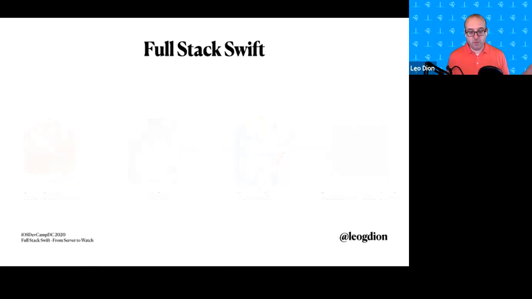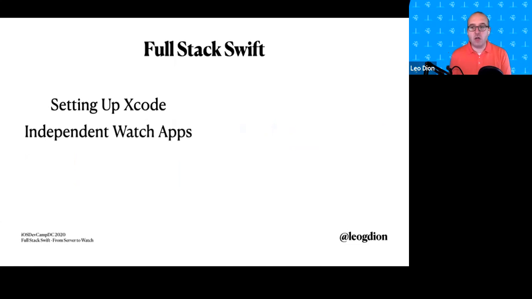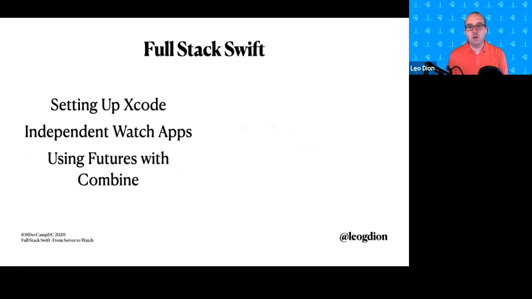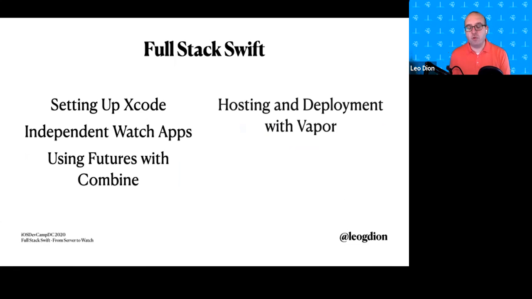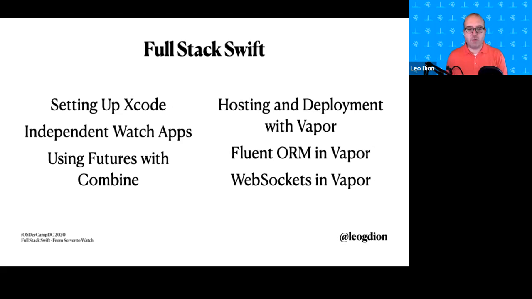So today we've talked about a lot. We've talked about how to set up an Xcode project for a full stack Swift application. We talked about how to build an independent watch app. We talked about how to use futures with Combine when it comes to making asynchronous HTTP calls, how to host and build and deploy a Vapor application. We talked about the basics of Fluent ORM in Vapor and setting up Postgres with that. And then we also touched on WebSockets. Mostly, I'm really glad I was able to also touch upon the power of Swift packages.